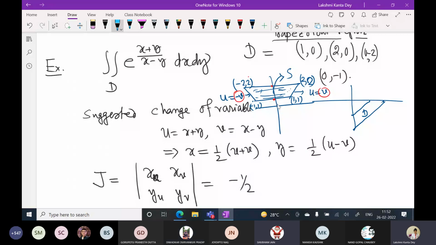Sir, if we follow Baburam for multiple integrals, is it enough? Means any book. What? For double integration, which book should you follow?